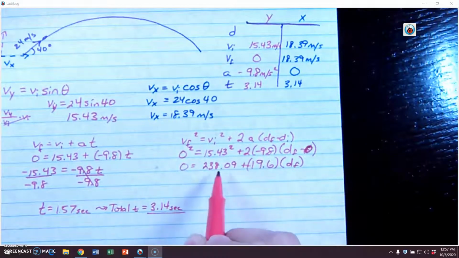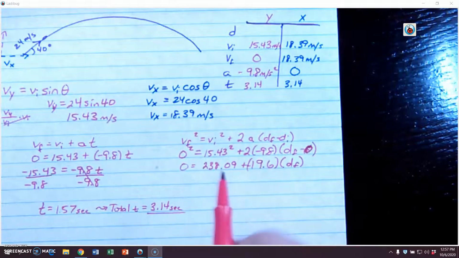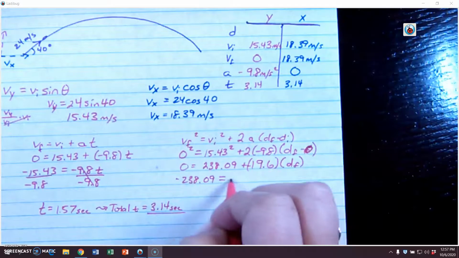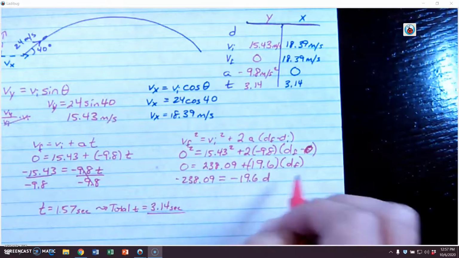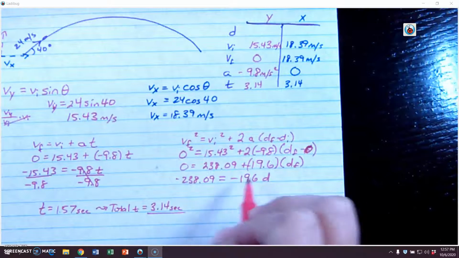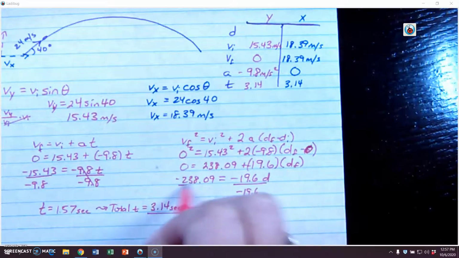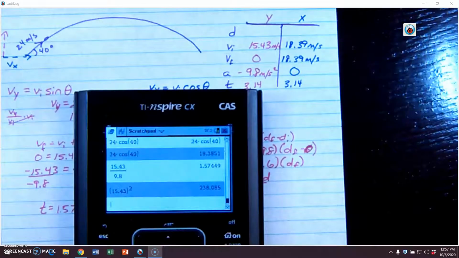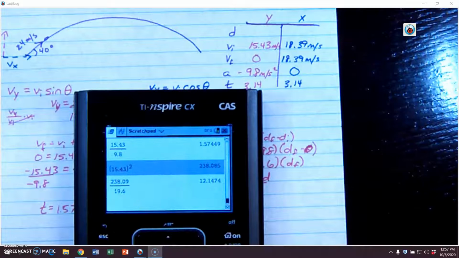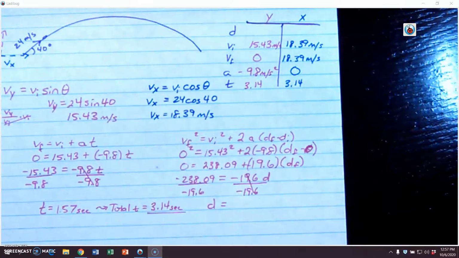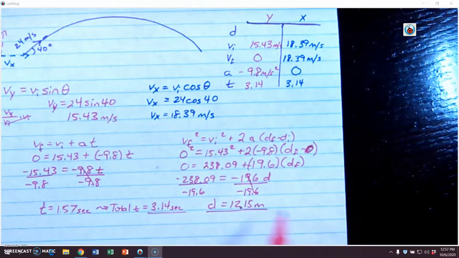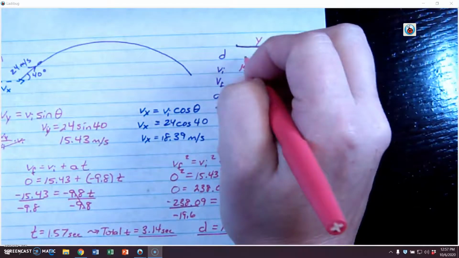Okay, and we can't subtract that. We're going to have to pull this over just like we've been doing. Now we can get it away from the D. So our distance, our height, divided by 19.6 gives me 12.15 meters. So that's how high in the air it goes.